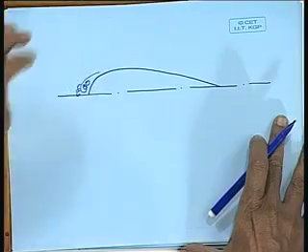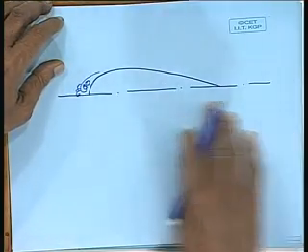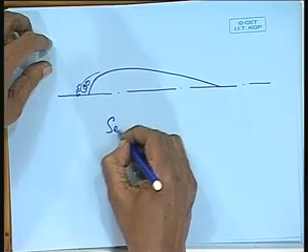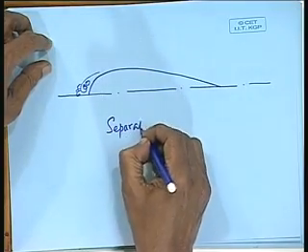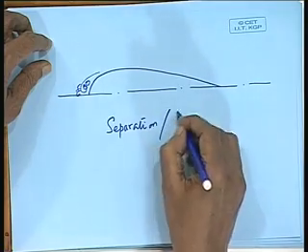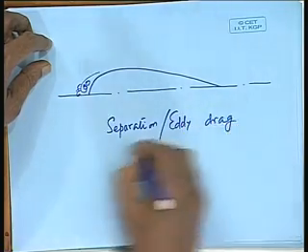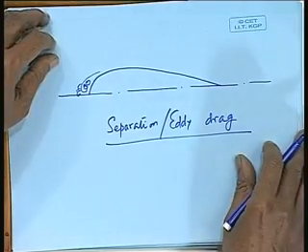Okay. So, you have this phenomenon where the flow separates from the body, creating eddies. This is called separation or eddy drag, drag due to creation of separation or eddies.